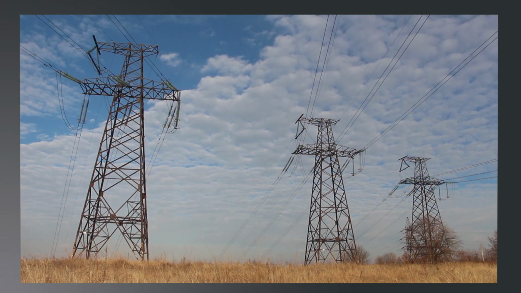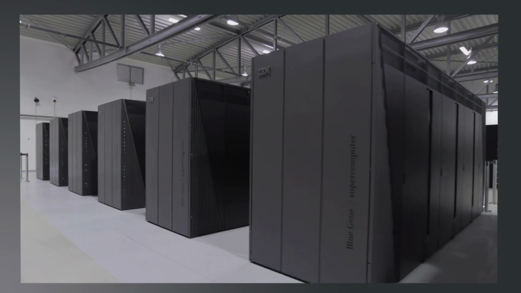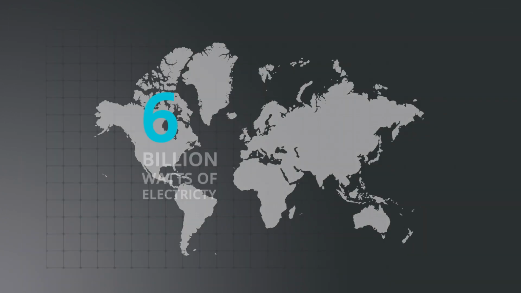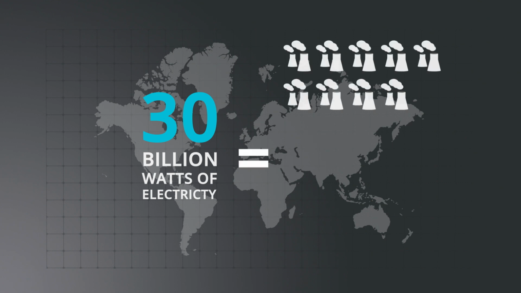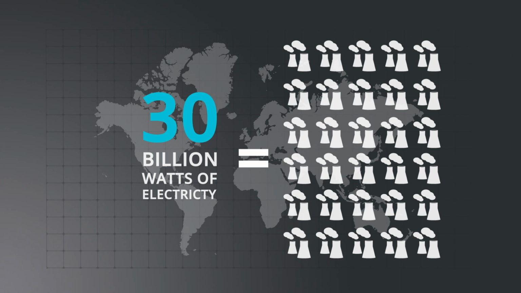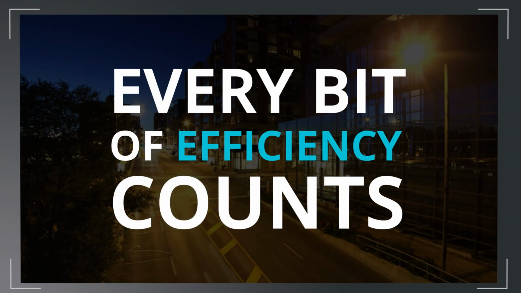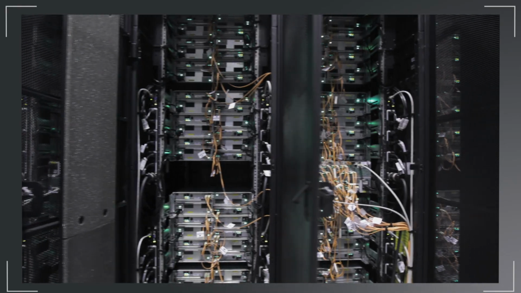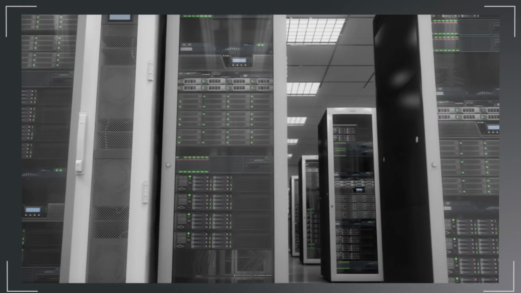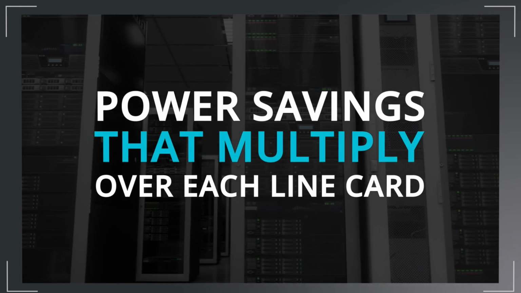On a larger scale, electricity consumption of data centers is rising exponentially. According to industry estimates, digital warehouses worldwide use about 30 billion watts of electricity, roughly equivalent to the output of 30 nuclear power plants. With a data center consuming the power of a medium-sized town, every bit of power efficiency counts. Intersil has developed advanced DC to DC converter technology for servers and networking equipment to improve load transient performance, resulting in power savings that multiply over each line card.